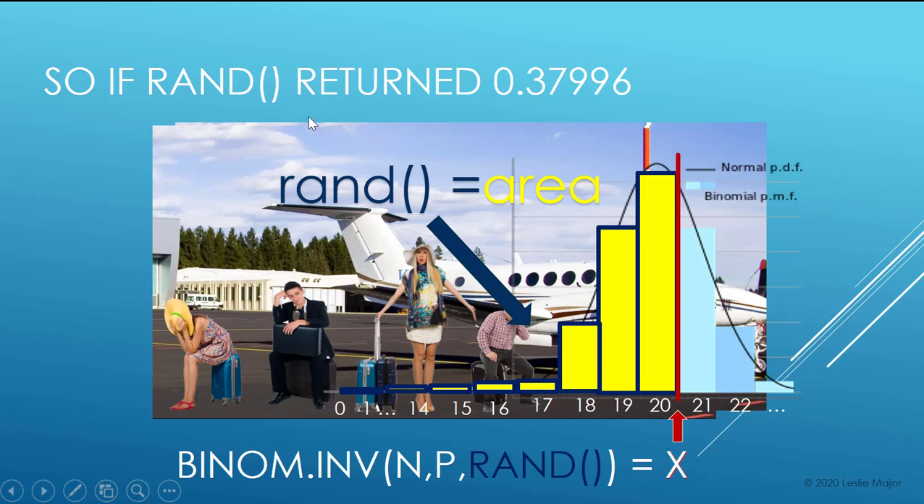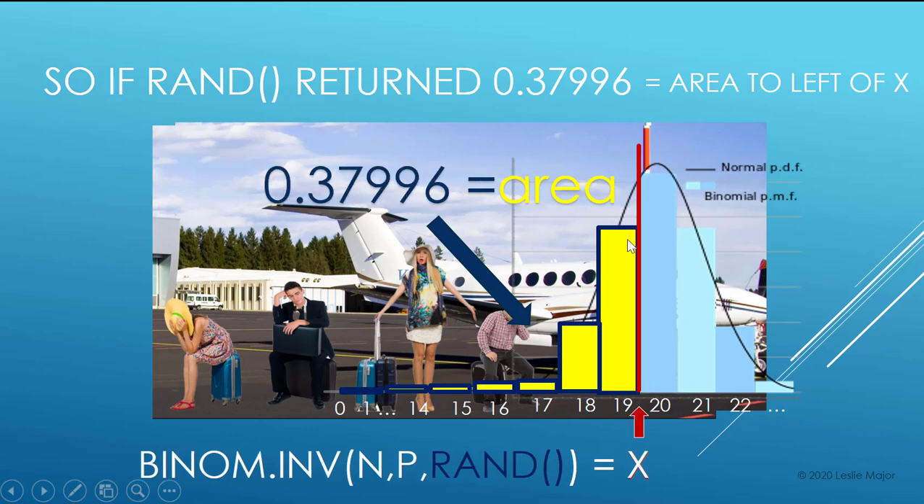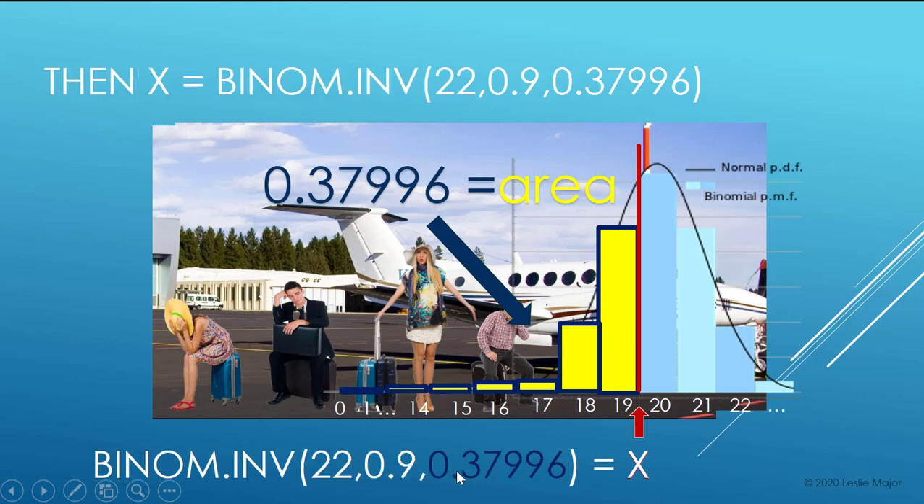Okay, so let's say Rand returned 0.37996. What would happen? Again, that's our area to the left. So that's this area here, roughly 38%. Feed that into binomial.inv. Feed in our 22, which is our reservation limit right now, and our 0.9 for our probability of showing up. That gives our x value, which turns out to be 19.